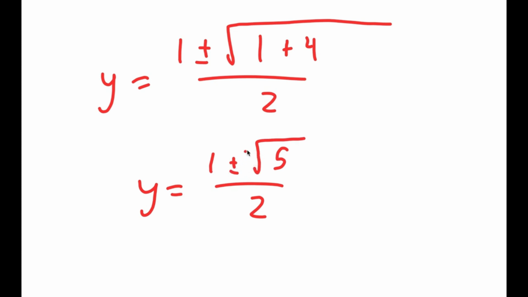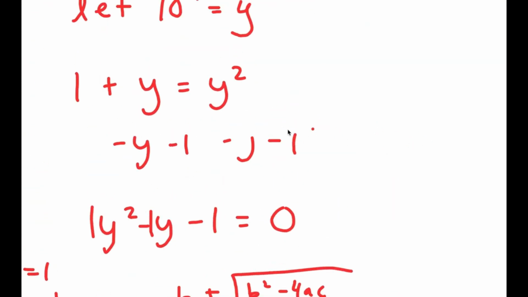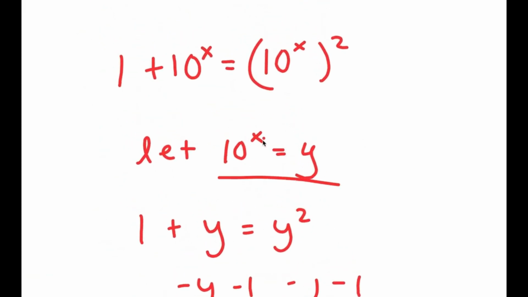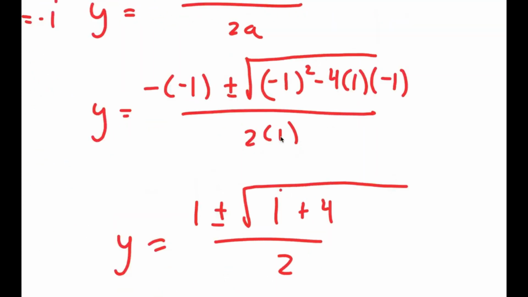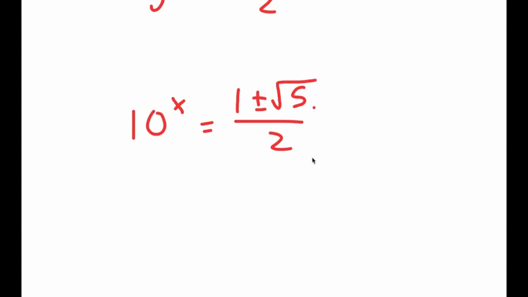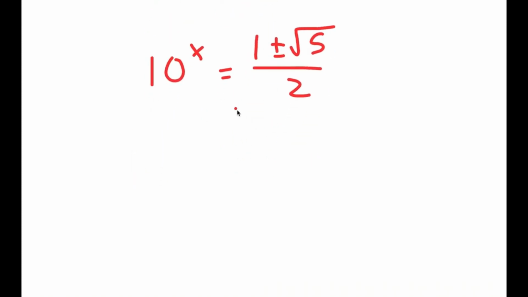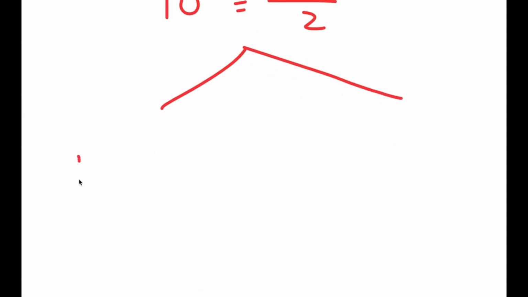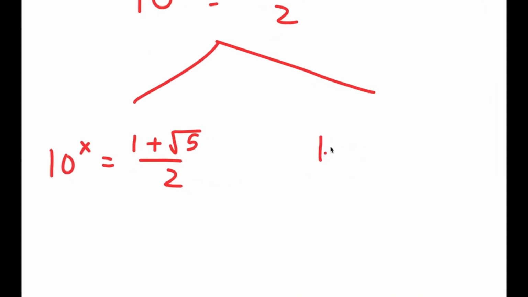So I get that the value of y is equal to 1 plus or minus the square root of 5 over 2. However, we aren't done yet, because remember, we're solving for the value of x and not y. And we let 10 to the power of x equal to y. So I get 10 to the power of x equals 1 plus or minus the square root of 5 over 2. Now, this gives me two equations. I get 10 to the power of x is equal to 1 plus the square root of 5 over 2, and I get 10 to the power of x is equal to 1 minus the square root of 5 over 2.